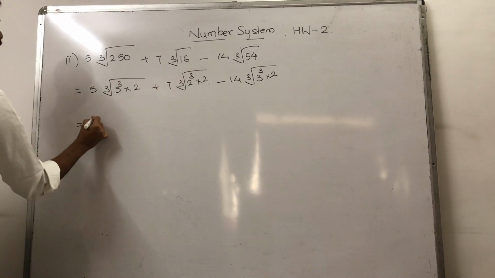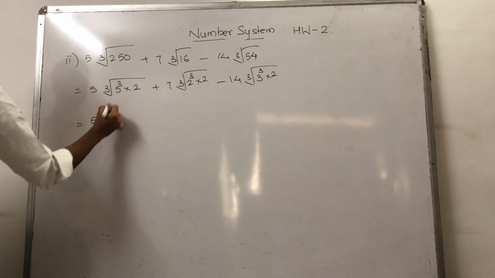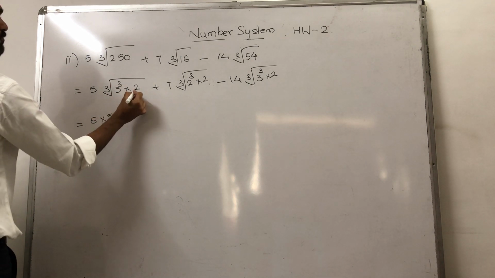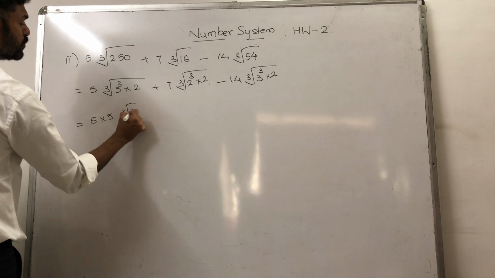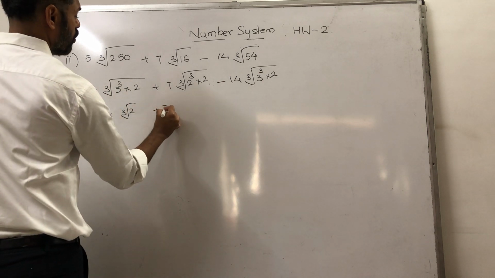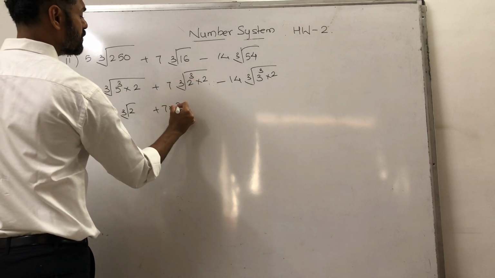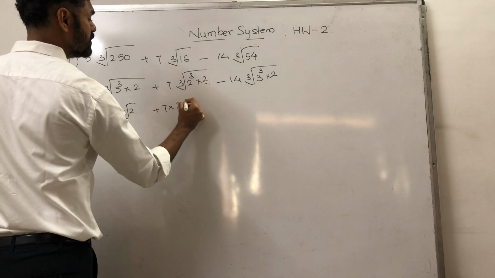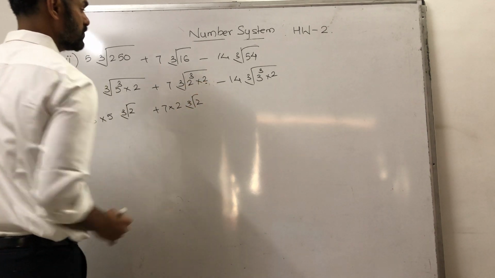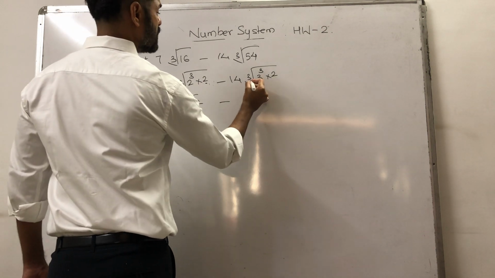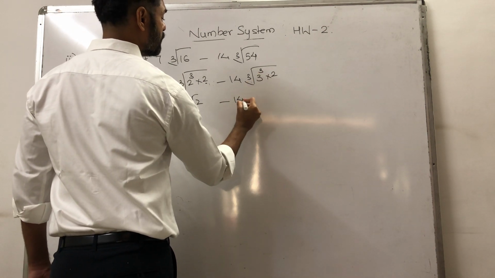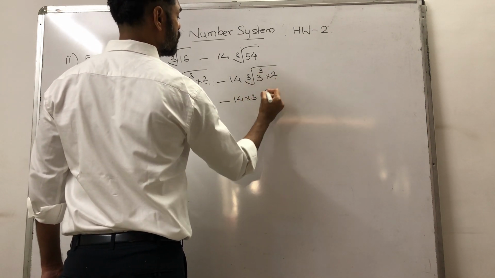Now what is the cube root of 5 cube? The cube root of 5 cube would be 5. What remains inside the cube root? 2. What is the cube root of 2 cube? It will be 2. What remains inside the cube root? This 2. What is the cube root of 3 cube? It will be 3. What remains inside the cube root? This 2.